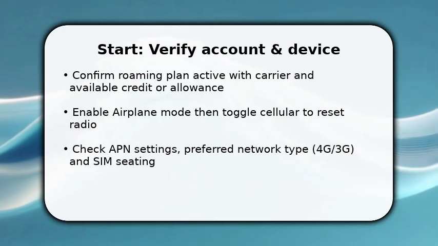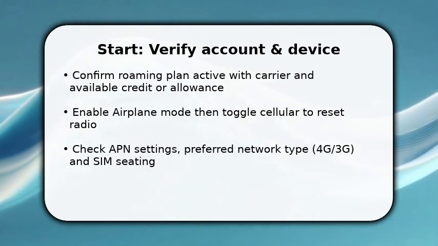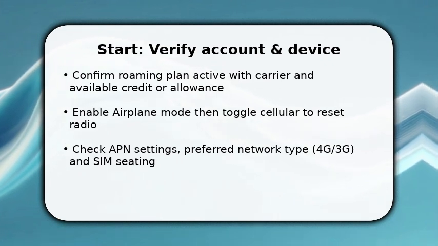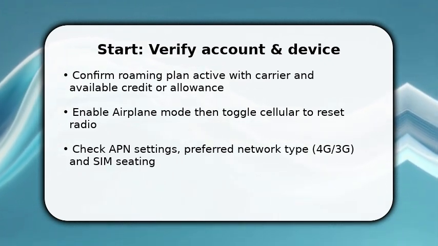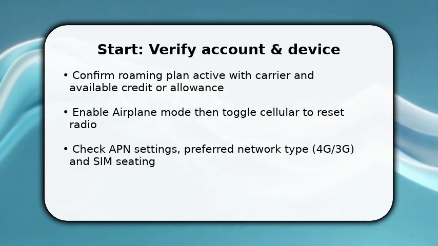You start by confirming your roaming plan is active with the carrier and that any required add-ons or balances are applied. Next, toggle airplane mode on for 10 seconds and turn it off to force a fresh network scan. This often resolves registration issues.